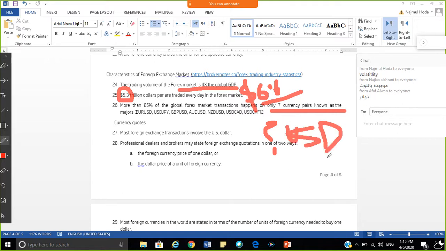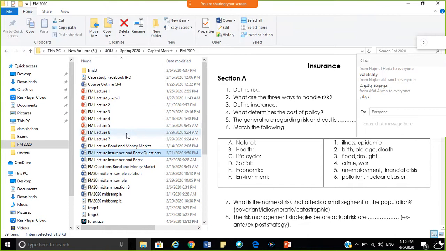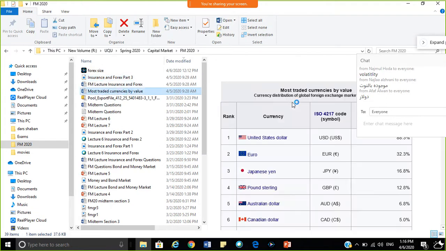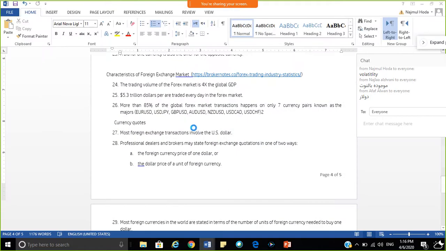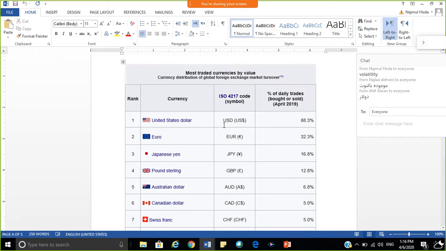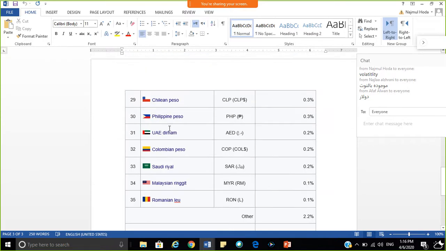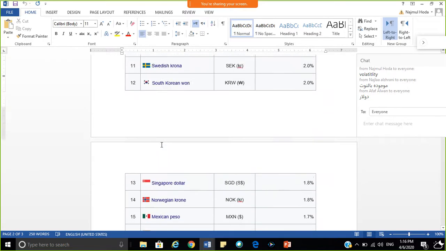And 85%, in fact, there is another figure, I would like to show you. Yesterday we were trying to, yes, this one. Look at this figure. I will share this with you on Blackboard. So, as on April 2019, look at the top 35 leading currencies in which trade takes place.